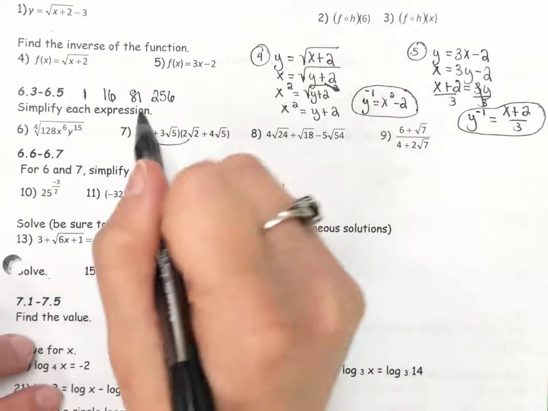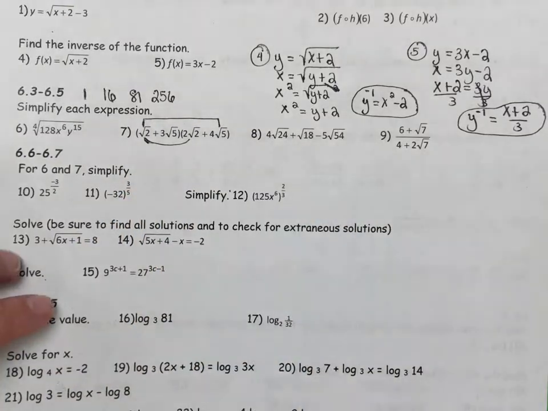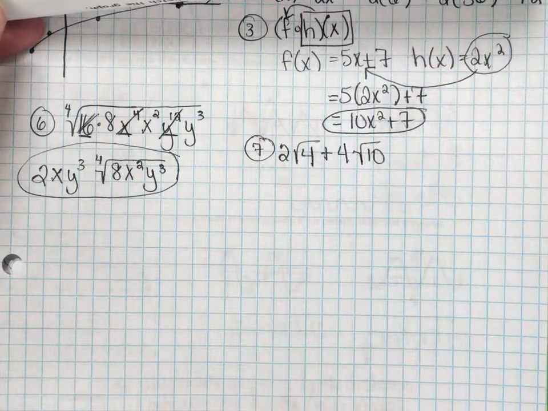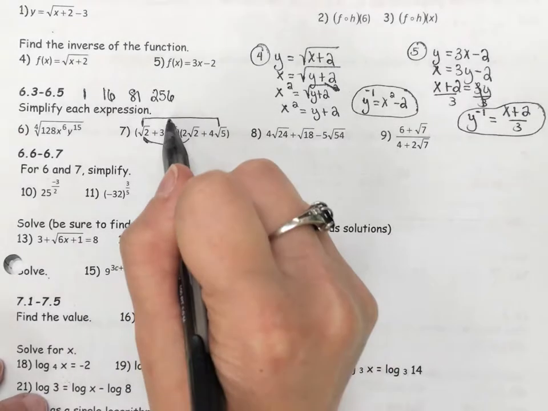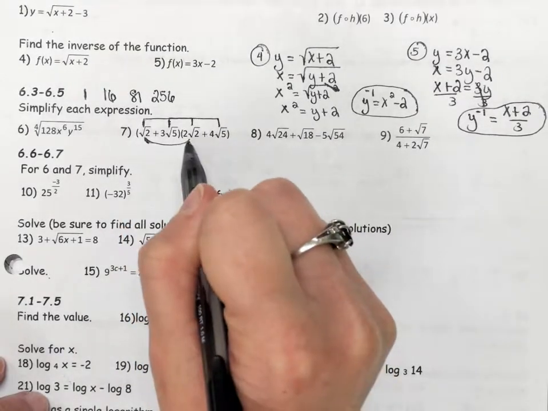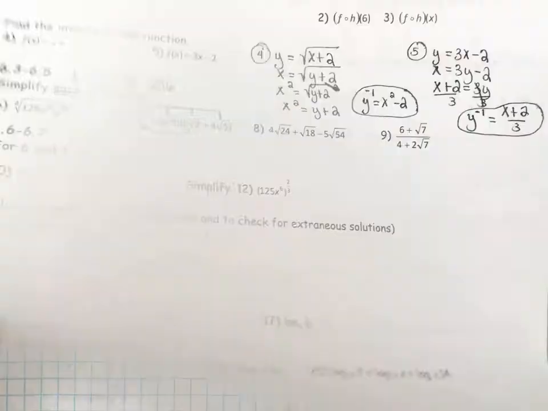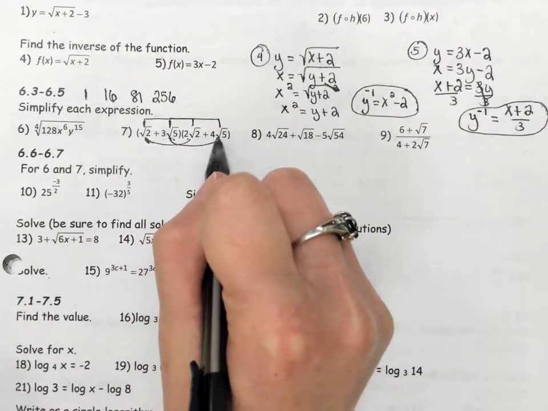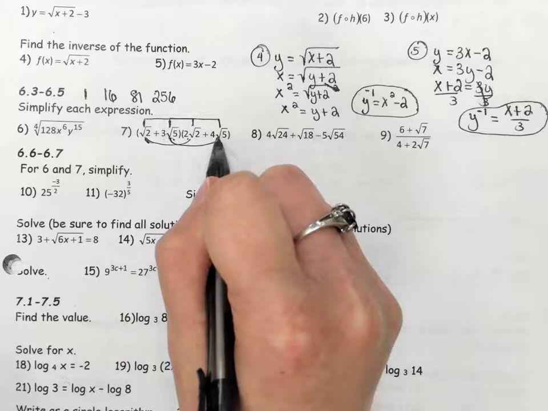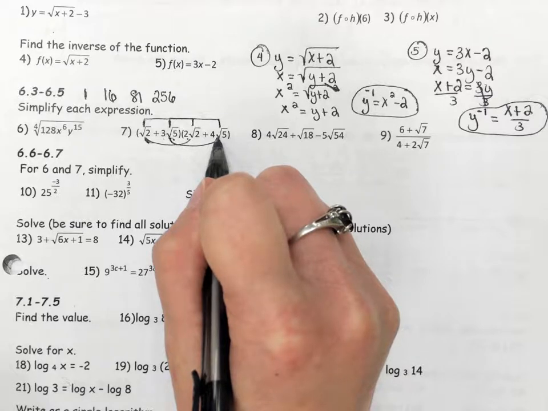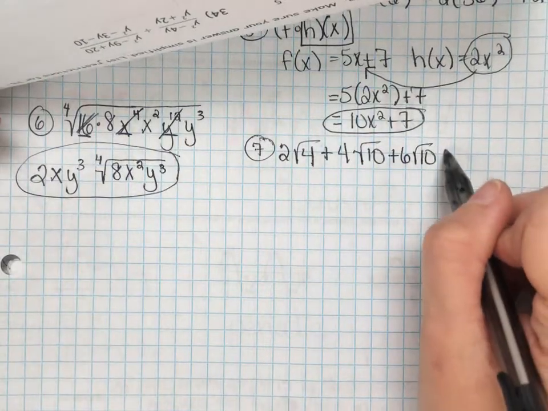All right, outer: 4 square root of 10. Perfect. Okay, inner: 6 square root of 10, because 3 times 2 is 6. Very good. And then last: 12 square root of 20. Very good, Scotty. 3 times 4 is 12.